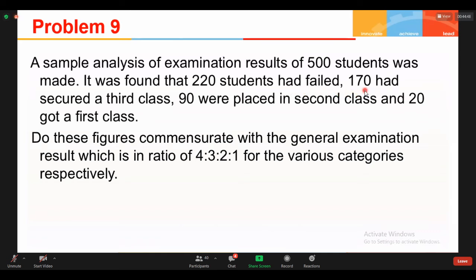170 had scored third class, 90 were placed in second class, and 20 got the first class. Do these figures commensurate with the general examination results, which are in the ratio of 4:3:2:1 for the various categories respectively?